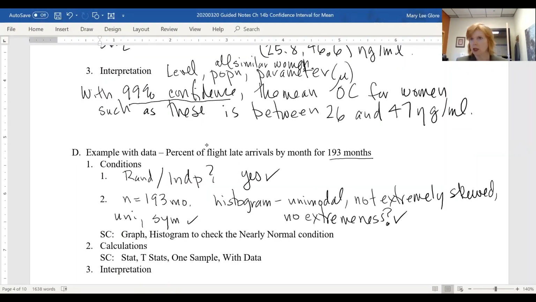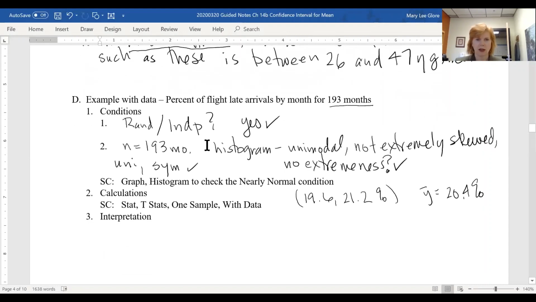Okay, so we had that the confidence interval was 19.6 to 21.2%. And that the actual mean, my y bar, this guy, was 20.4%. All right, so on average for these 193 months, it was 20.4%. And so we take 20.4% plus or minus my margin of error. So this, I'm 99% confident, which means I'm pretty darn confident that the mean arrival time is in there. So that's what I'm going to do.